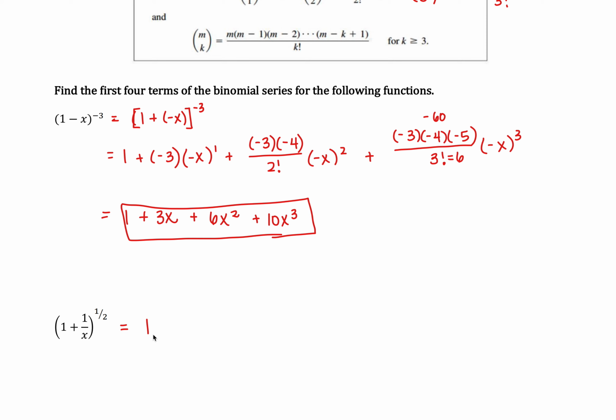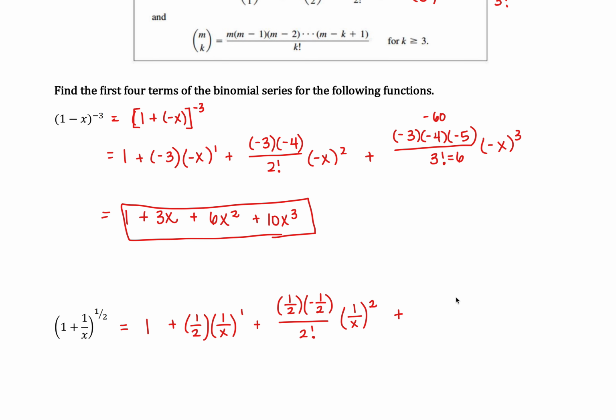So we've got 1, then plus 1/2 times 1 over x to the first power. Then my next term is going to be 1/2, and then it's 1/2 minus 1, so times negative 1/2 over 2 factorial. And then we'll have 1 over x squared.